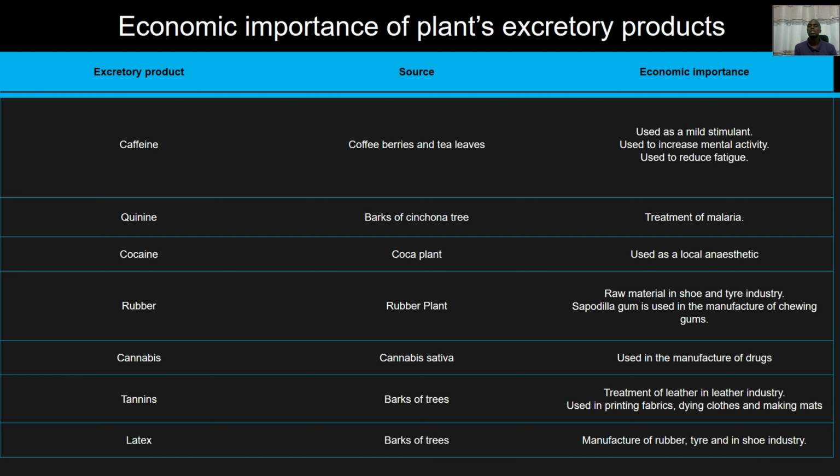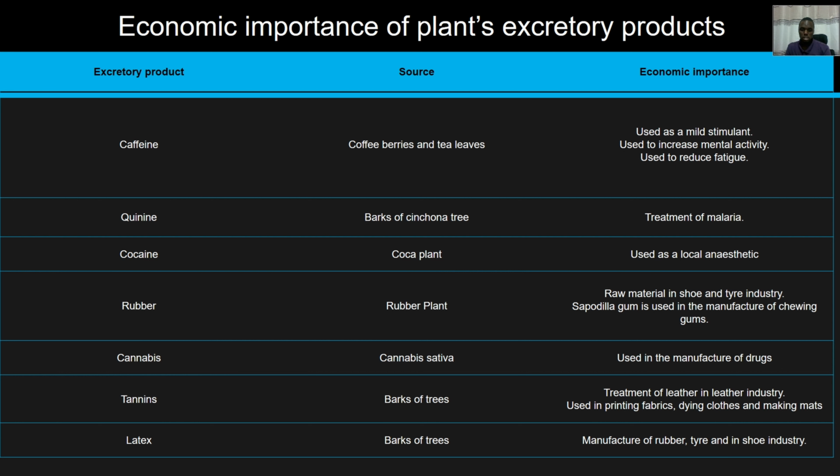So anesthesia is just like we can talk about any substance that can relieve pain or kill pain when a surgical process is performed in a living organism, particularly animals. Let me just be specific. Rubber is obtained from rubber plants and used in shoe and tire industry. We also have sapodilla gum, which is used in the manufacture of chewing gums. We have cannabis, which is obtained from cannabis sativa. It's used in the manufacture of drugs.